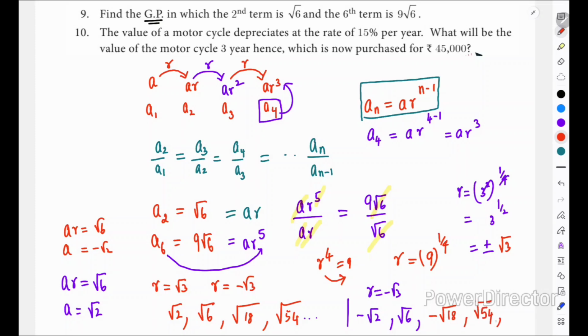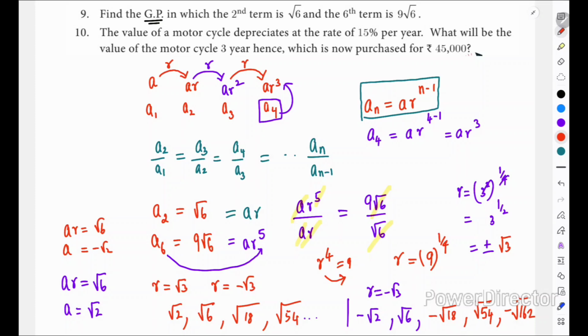What would be the fifth term? The fifth term would be minus root 54 into 3. So what would be 54 into 3? 162, right? 162. And next, what would be the next term? A6. So probably you will be getting 9 root 6 only.